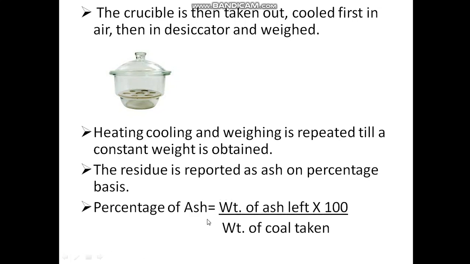So the percentage of ash is what? Again, when we take the weight of the crucible with the coal sample, that will be the weight of the ash left into 100 upon weight of the coal sample. The weight of the coal sample is again 1 gram. So we are taking it as a constant, and from 1 gram of that coal sample we are going to calculate the moisture, the volatile matter and the ash content. So this was all about the calculation of the percentage of moisture, volatile matter and ash content.